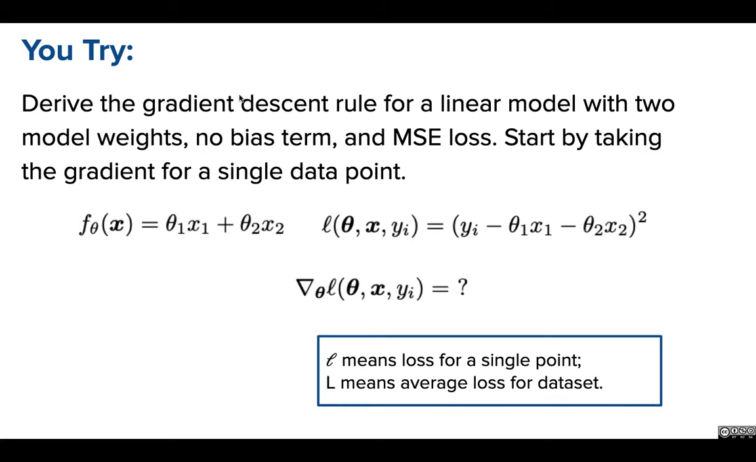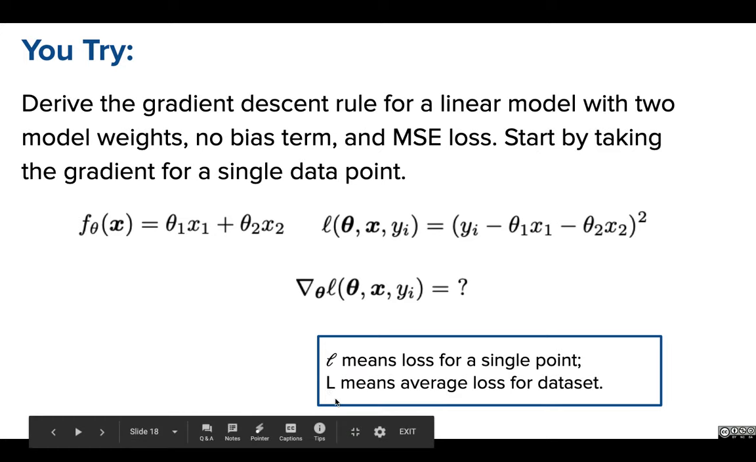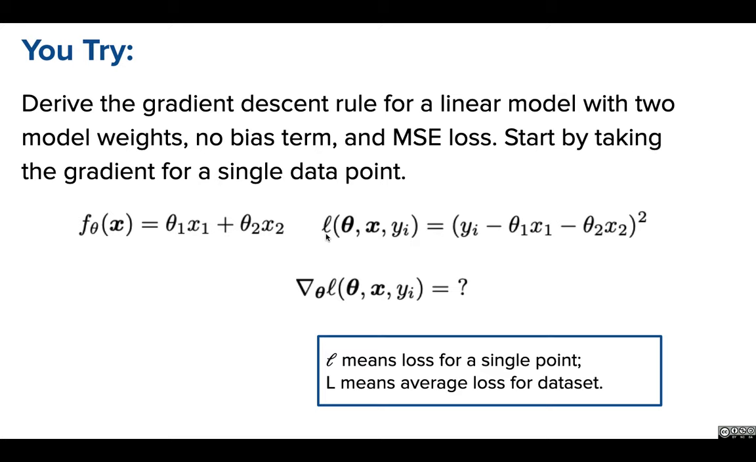You'll see me use lowercase l and capital L. When I write lowercase l, I'm referring to the loss for a single data point, and capital L means the average loss for a data set, usually, unless I say otherwise. In this case, I just want you to find the gradient for a single data point. It turns out that once you have the gradient for a single data point, finding the gradient for a whole data set is not too hard. You take the average of the gradients for all the individual points. So the gradient of big L is the average of all the gradients of the little l's. Try it out now. It's a little harder, so take your time. After a few minutes, I'll have you talk with your neighbors about what you got.